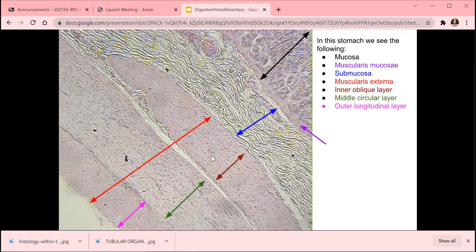In this picture, you can see three layers of muscularis externa. You have inner oblique, middle circular, and outer longitudinal layer. And also we can see the tunica mucosa and tunica submucosa too. Between tunica mucosa and submucosa, you can see the muscularis mucosa.